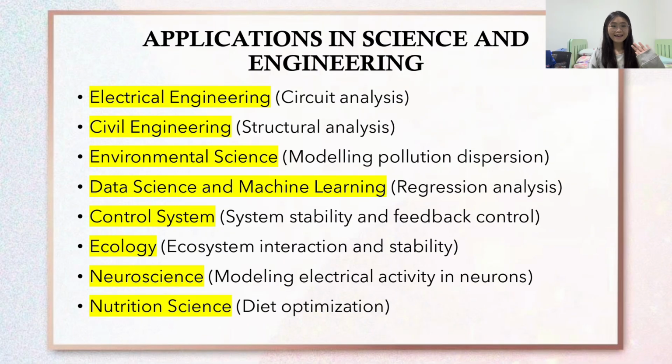Hi, I am Joy, and now let us proceed to the applications of linear systems in science and engineering. Here are some examples of application in science and engineering: circuit analysis in electrical engineering, structural analysis in civil engineering, modeling pollution dispersion in environmental science, regression analysis in data science and machine learning, system stability and feedback control in control systems, ecosystem interaction and stability in ecology, modeling electrical activity in neurons in neuroscience, and also diet optimization in nutrition science.